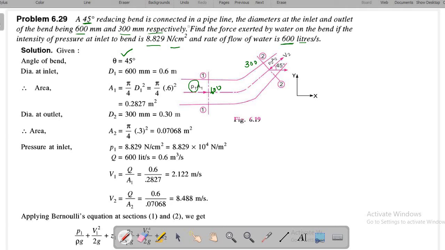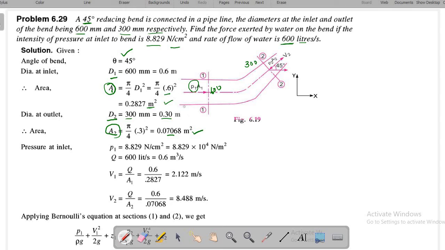Diameters at inlet and outlet are 600 and 300 mm. So the inlet diameter I will note as D1, the outlet diameter as D2. Similarly I am going to calculate A1, which is pi D1 square by 4. So we are getting 0.2827 meter square, substituting D equals 0.6. And similarly they have given D2 equals 0.3 meter, and the respective area A2 will be pi D2 square by 4, which is 0.07068 meter square.